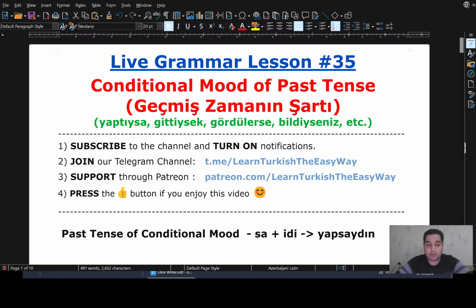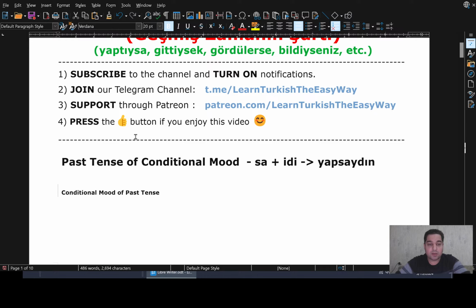The other one that we are covering today is the conditional mood of the past tense. It's the reverse, okay? It's the reverse. Let me paste that one here. That will be like this.